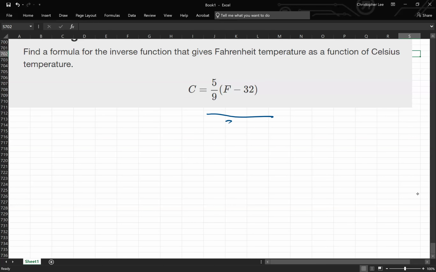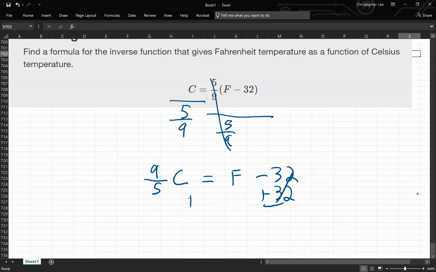You're going to divide by 5/9. What you do to one side, you gotta do to the other. So now you got 9/5 Celsius is equal to the Fahrenheit minus 32. Then you just add 32. And essentially that's it. 9/5 Celsius plus 32 degrees is equal to the Fahrenheit. And then in this case, the Fahrenheit is the inverse of the Celsius. I just don't want to write that because I don't want to confuse y'all. But we know what it is.